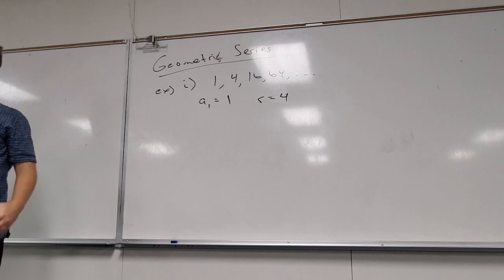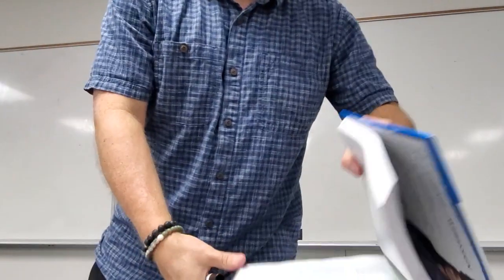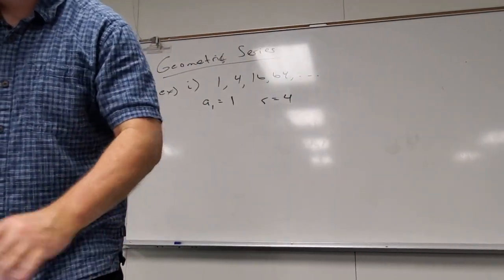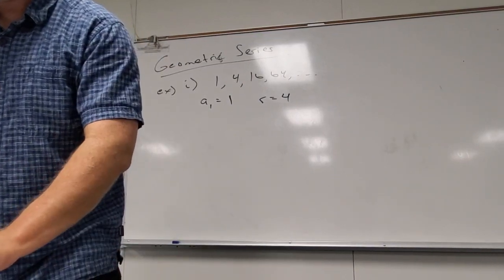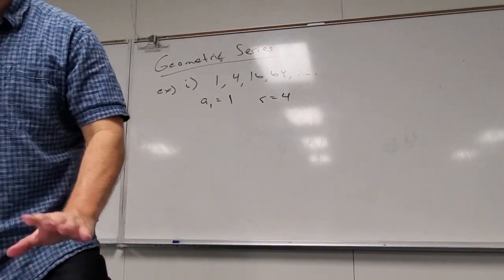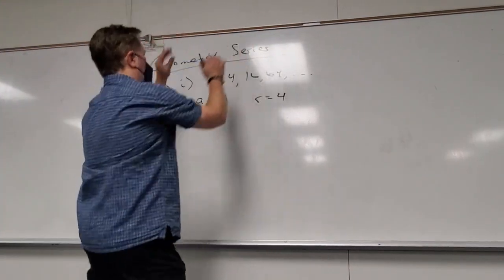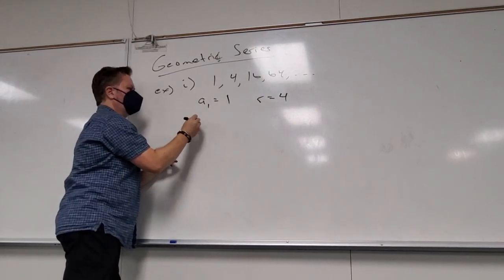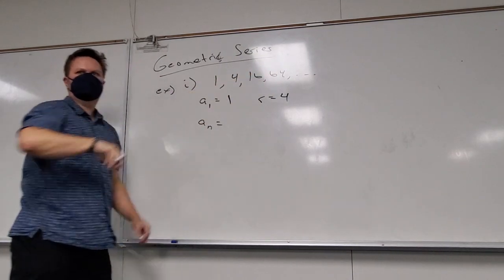Now I can't remember. Every book is different, and I can't remember this book. Okay, good, that's right, that's what I thought. I just couldn't remember. Some books start with zero, and thankfully this one starts at one. So can somebody help me figure out a definition for the nth term?